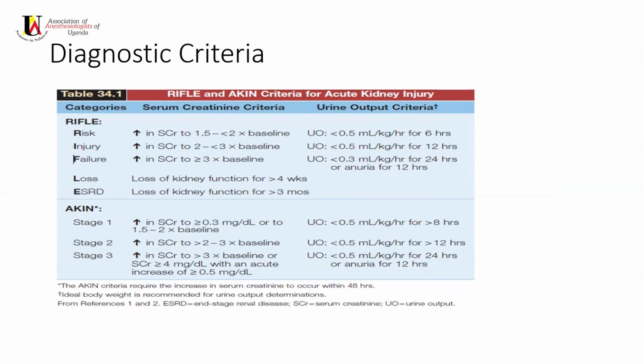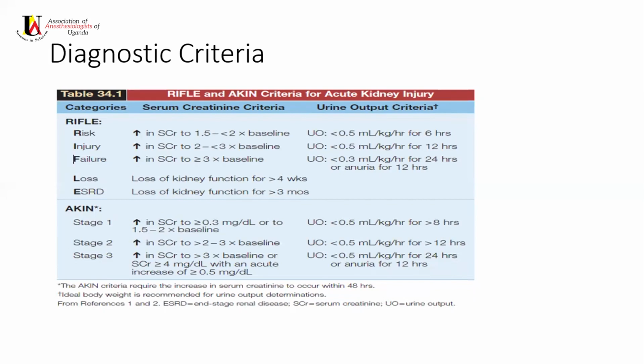And for the previous patient, we had anuria. He had about 60 mL in 72 hours. In loss, we have loss of kidney function for greater than 4 weeks. And then end stage, we have loss of kidney function for more than 3 months.